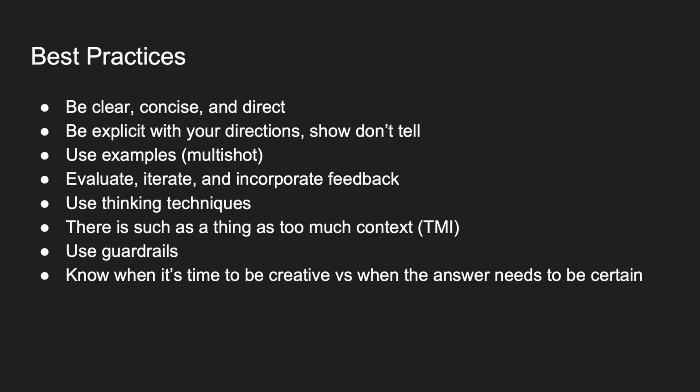There is such a thing as too much context. I'm kind of coining it as TMI, too much information. So we want to be purposeful about the different examples we give it. We don't want to overload it with irrelevant information. We want to use guardrails, right? We want to use constraints so it doesn't go too crazy. And we want to know when it's time to be creative versus when it's time for the answer to be certain.